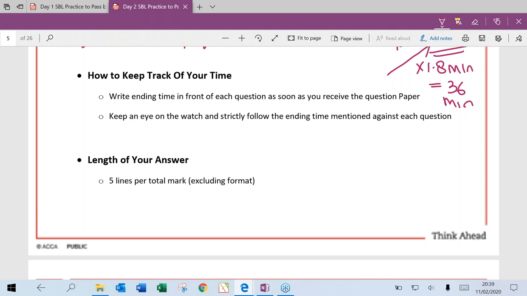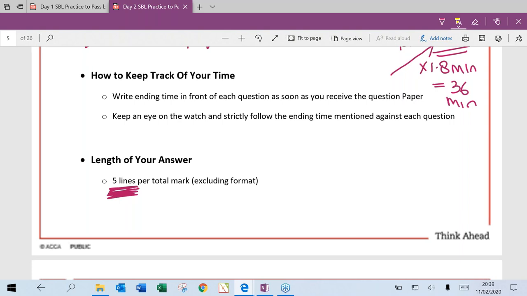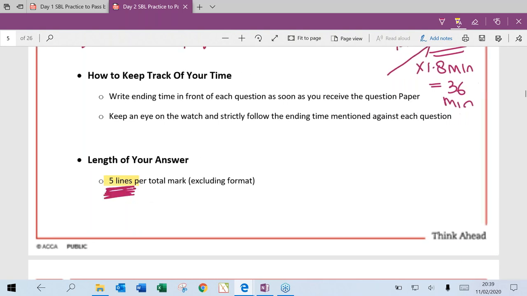Okay. So what's the length? 5 lines per total mark, excluding format. Please look at this very, very carefully. The ideal length is 5 lines per total marks, excluding format. So what do I mean by excluding format? If you are making a report, please do not count the lines relating to, from, subject, date, and introduction. These are part and parcel of the report, so do not count these lines. After that, it has to be 5 lines. So 5 lines excluding format.